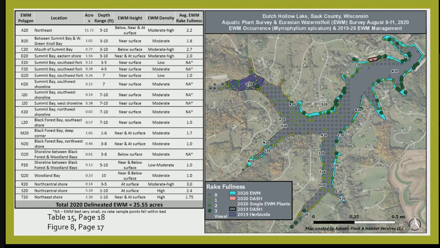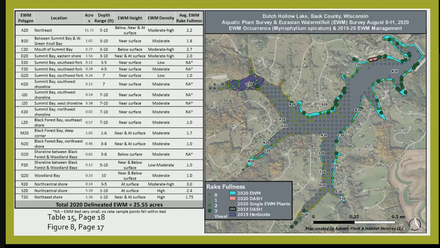If you look at the top right of the map, near where the clubhouse is, that pink area represents where DASH occurred in 2020. And that's also where DASH occurred in 2019, but it was extended a little bit to the east as well. The small yellow circles you kind of see sprinkled throughout the map are where single plants of Eurasian water milfoil were found as we conducted the survey. So these single plants are very small clumps of milfoil, and they were no more abundant than native species nearby, and therefore those milfoil were not behaving invasively yet.